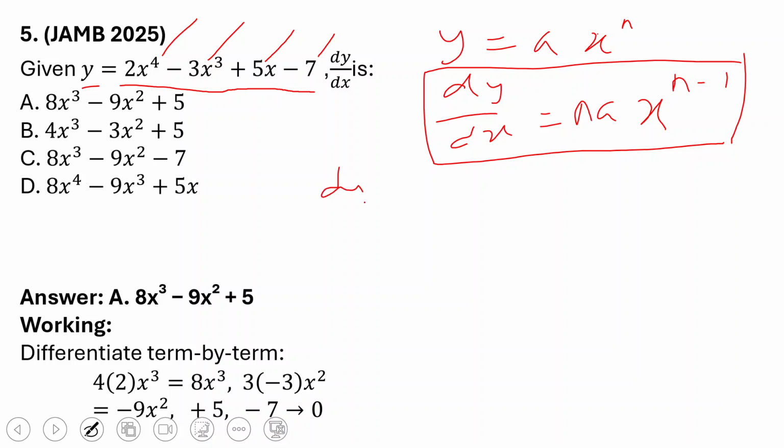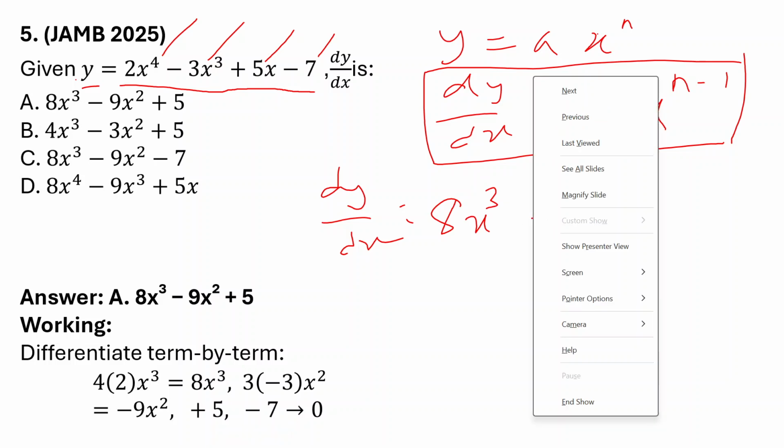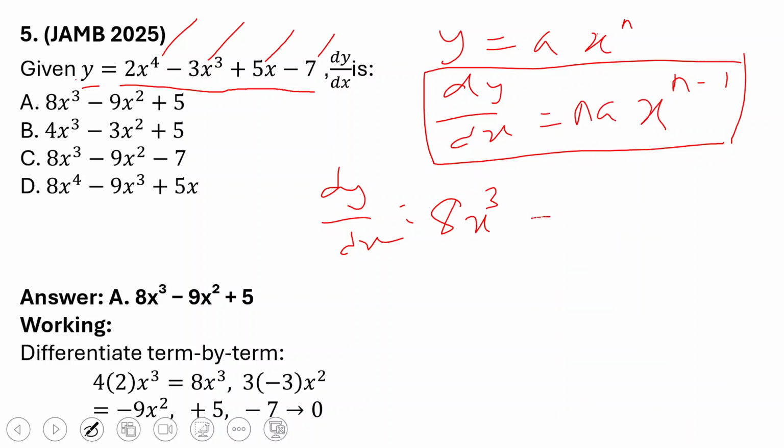dy dx of this expression becomes, for the first term, 4 times 2 is 8x, and at the same time 4 minus 1 is 3, so the power is reduced by 1 to 3. Then minus, for the second term, 3 times 3 is 9x raised to the power, and the power is reduced by 1, 3 minus 1 is 2.